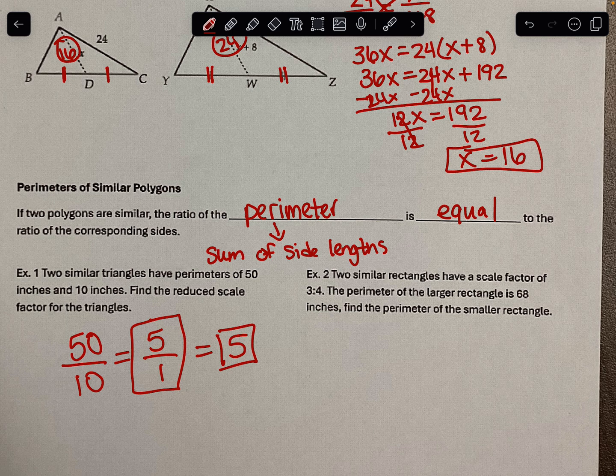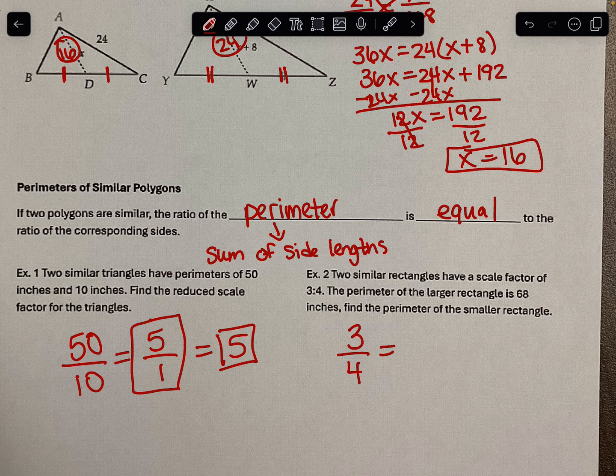So essentially all it's telling you about perimeter is that the ratio of your perimeters is the same as the ratio of any of your proportional sides. Okay? All right. Example 2. Two similar rectangles have a scale factor of 3 to 4. So we're going to start with 3 to 4. Okay? Now, which one of those is going to be the smaller figure? Top. 3, right? The larger figure will be 4. Okay? Then it says the perimeter of the larger rectangle is 68 inches. Find the perimeter of the smaller rectangle.